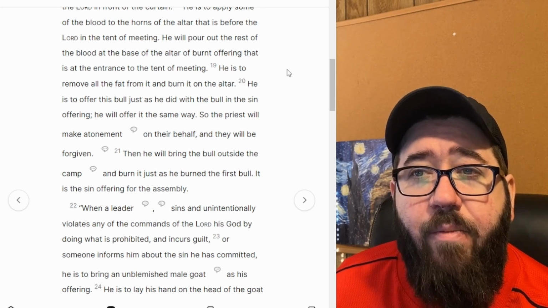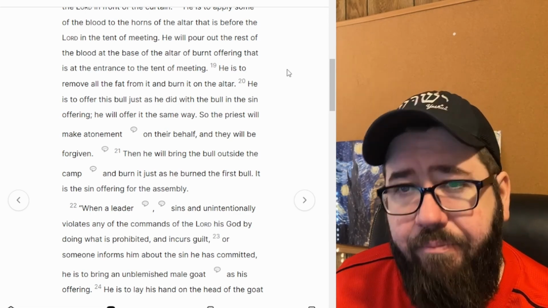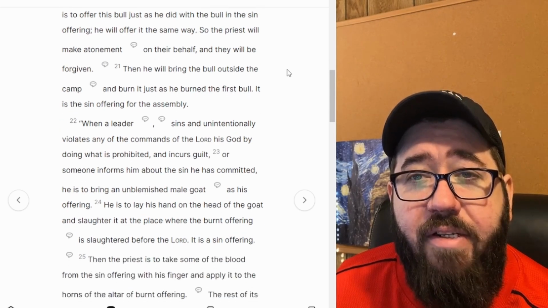He will offer it the same way, so the priest will make atonement on their behalf, and they will be forgiven. Then he will bring the bull outside the camp and burn it just as he had burned the first bull. It is the sin offering for the assembly.